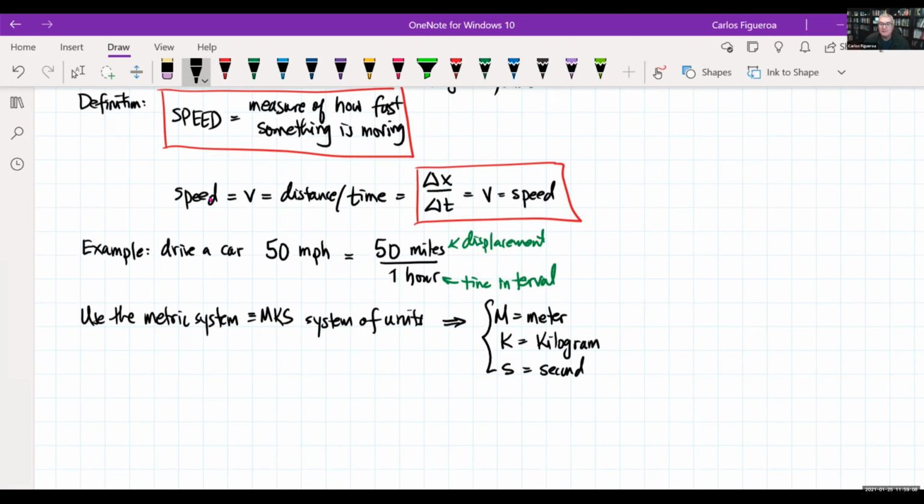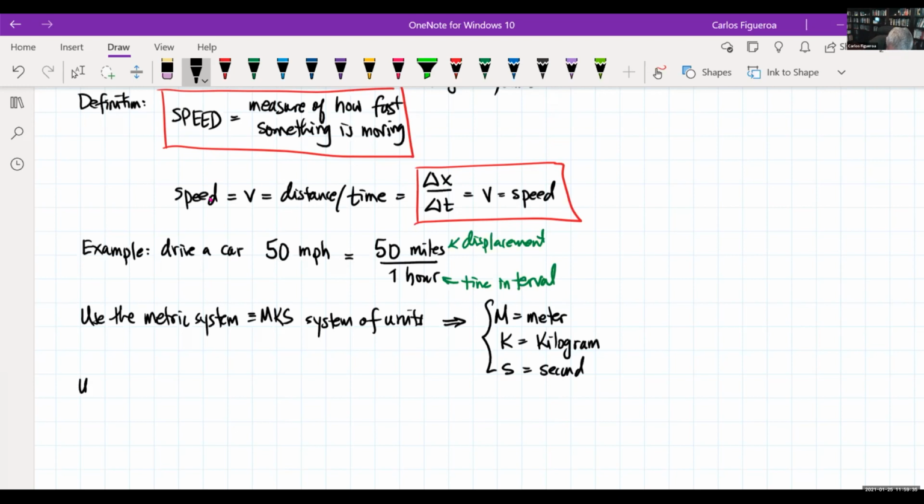Actually, that's not correct. There's a 4th unit. When we start talking about sound, there's an intensity unit. That's not here, but you can write it in terms of the MKS system. So every quantity that we're going to deal with this semester has its base in meter, kilogram, and second. So what's the unit for velocity here?